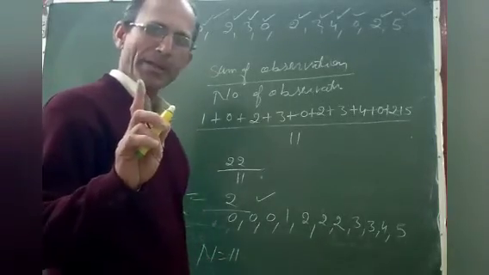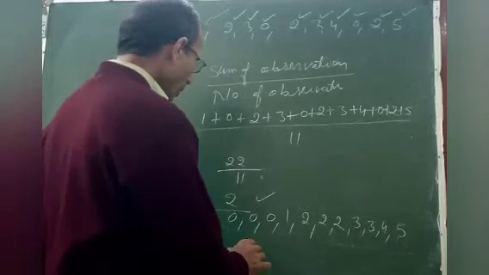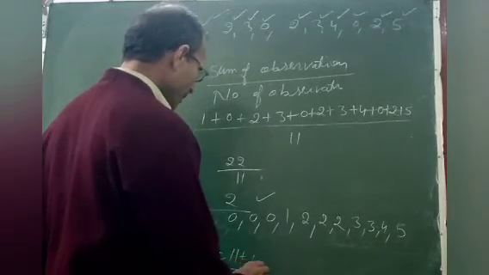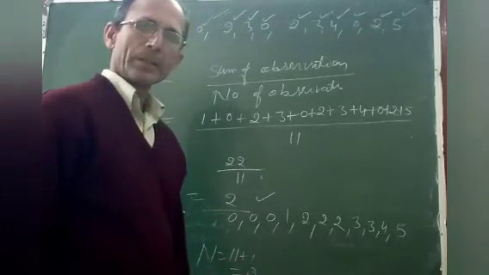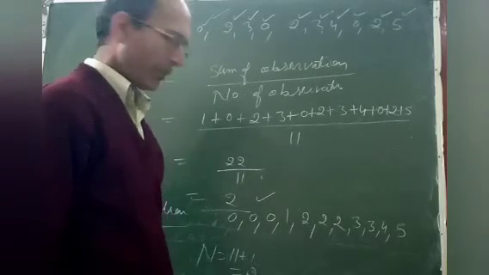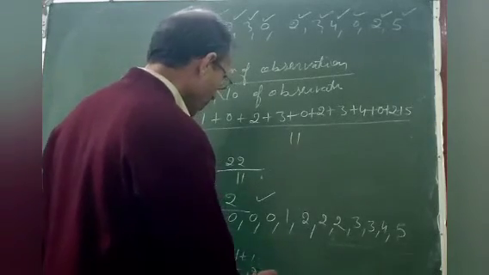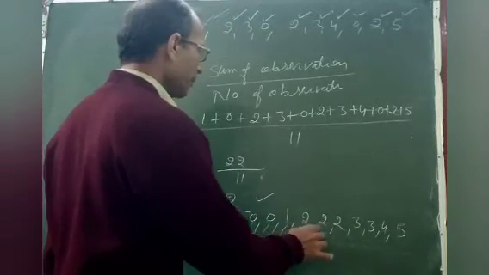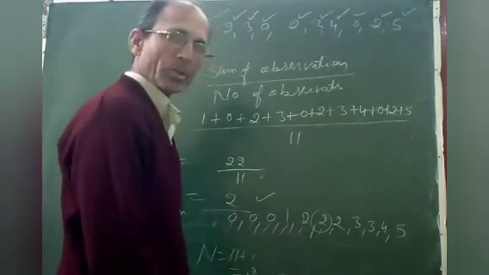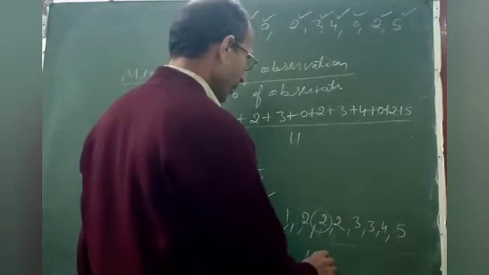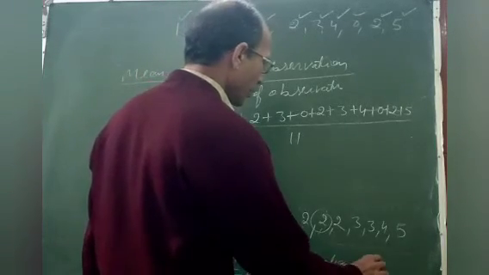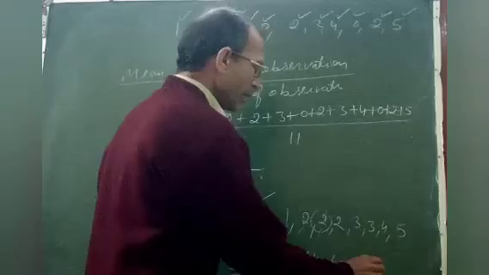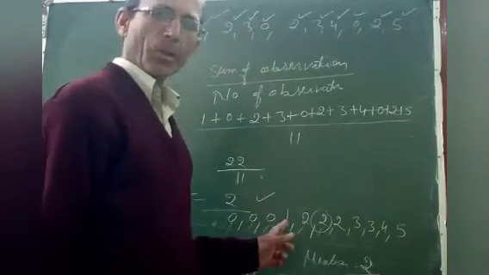So the number of observations is odd. So 11 plus 1 becomes 12. Divide by 2, so 6 comes. First, second, third, fourth, fifth, sixth. So 2. So the median is also 2, because the number of observations is odd.